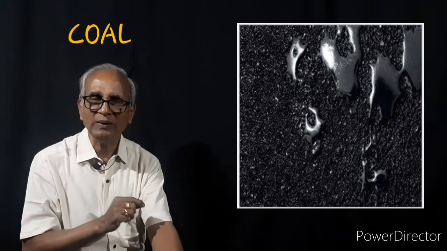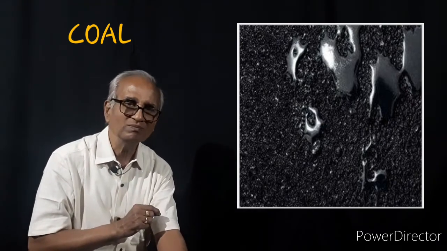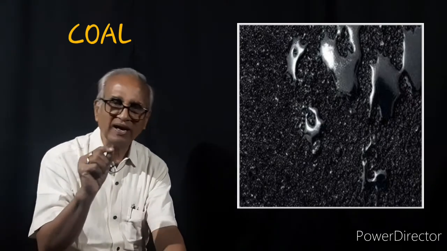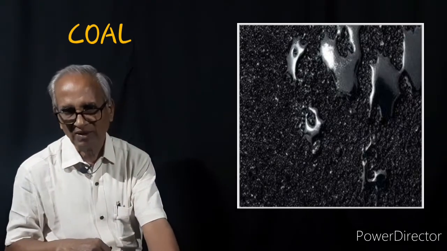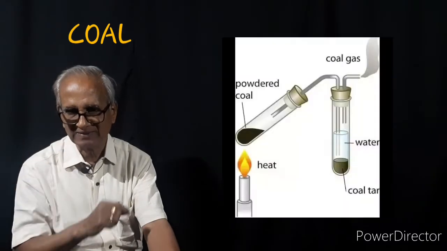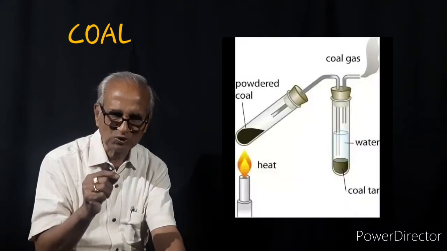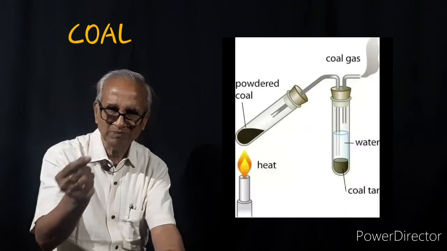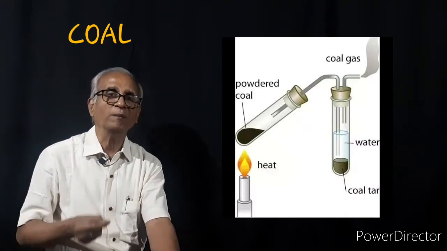So coke is one produced from coal. Coal tar is another product, and the third one in the gaseous form, the coal gas. Coal gas is also processed and derived from coal.